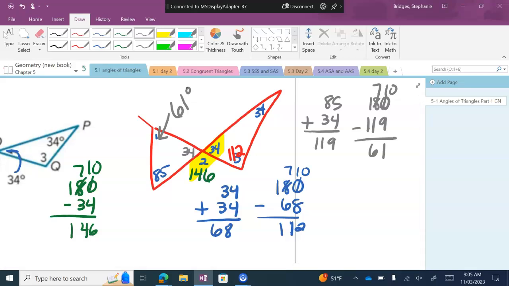I'm ready for the homework. I did get 119, but I didn't get 119. I don't know what you did. She got the 34. All right, hold on. Okay.